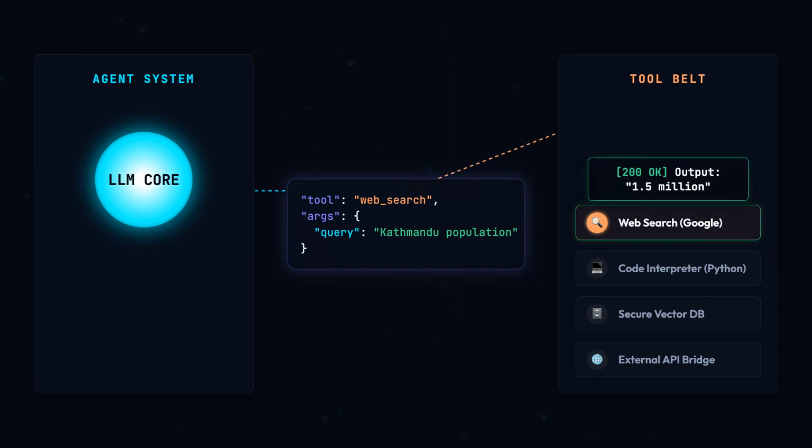The surrounding system intercepts this JSON, physically executes the tool in the real world, and retrieves the results. Finally, these results are injected back into the LLM's context window. The agent now has real-time data to solve your task.